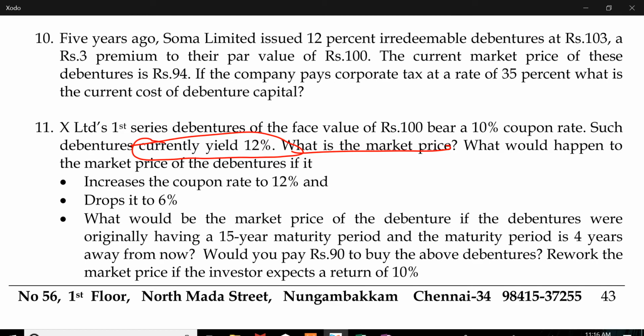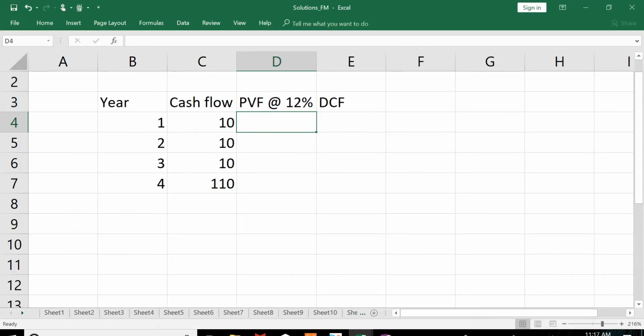If the debentures were originally having a 15 year, would you pay rupees 90? The market price is a rework if the investor expects a return. That is a rework in that itself. Now, as of now, I am analyzing from the original point of view. So, from the original point of view, people wanted 12% return. Now, again, I am telling you, what rate is the company giving? 10. What rate are people expecting? 12. It has to be a discount. It will be a discount. You can do it as 1 divided by 1.12 to the power of the year, and put a total of the DCF, that is the fair market price of the debenture.